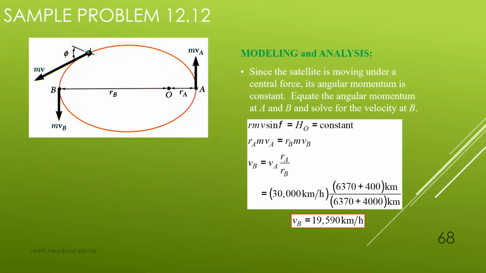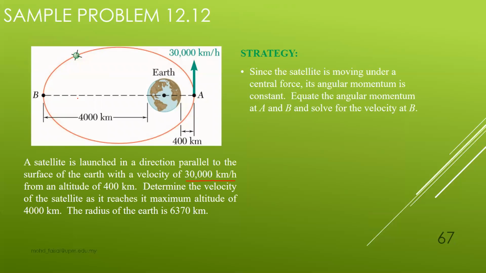Since the satellite is moving under a central force, its angular momentum is constant. Equate the angular momentum at A and B and solve for the velocity at point B. This is what we are looking at. Determine the velocity of the satellite as it reaches a maximum altitude of 4,000 km. So we need to find vB.